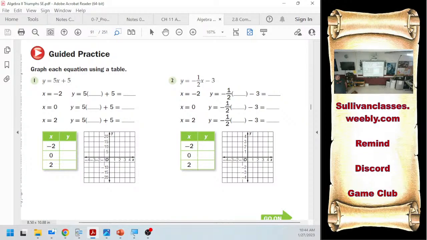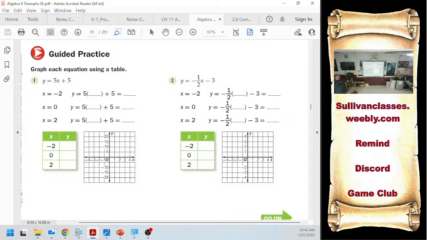You're plugging stuff in. Everywhere that there was an X, you're going to put these. That's why there's a bunch of parentheses. I'm going to plug these in because they gave me those numbers with the table. What's 5 times -2? -10. Plus 5. -5. So now I have the coordinate -2, -5. I'll go back 2, down 5.